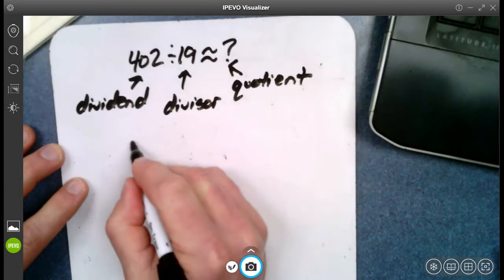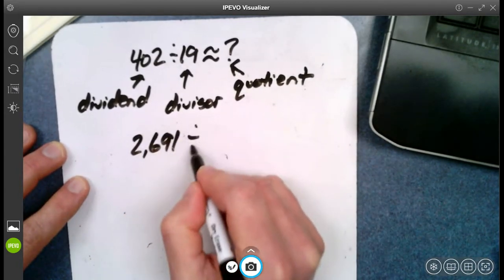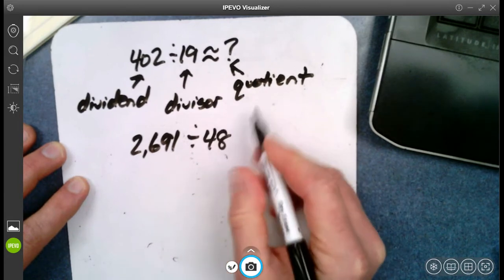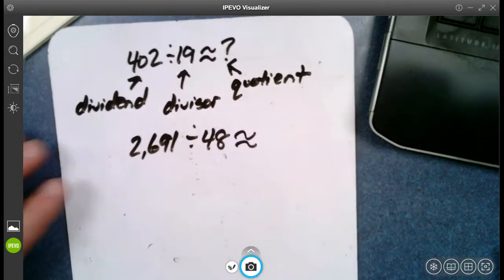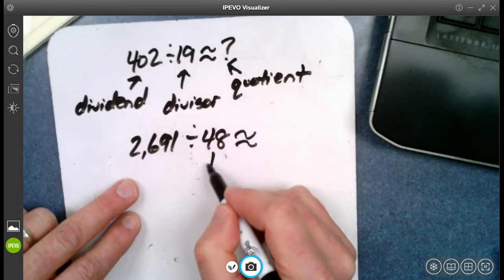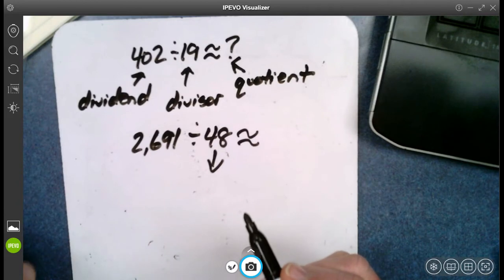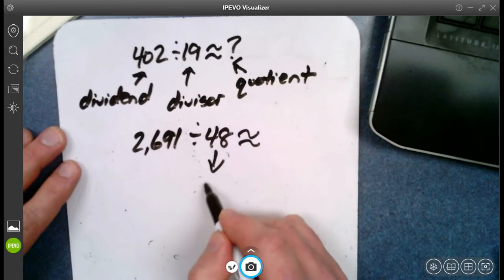So let's say I have 2,691 divided by 48. Okay. It's approximately what? So I want to change 48 first. Always change the divisor first. So I can go to 50. Okay.